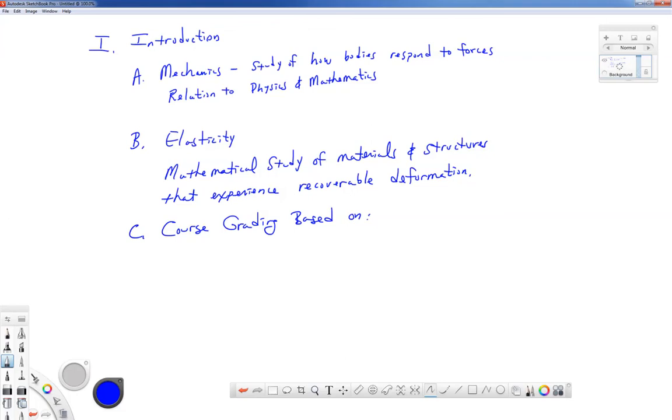But right now, what we're in is our course introduction. We've talked about mechanics in general, which is the study of how bodies respond to forces, and we talked about its relation to physics and mathematics. We've talked a little bit about what elasticity is, and we can define that as the mathematical study of materials and structures that experience recoverable deformation. Initially, we're going to take the point of view where we're not distinguishing between permanent or recoverable deformation. So we'll start from the point of view of general continuum mechanics, but soon enough we'll specialize all of our equations and our approaches to elasticity.